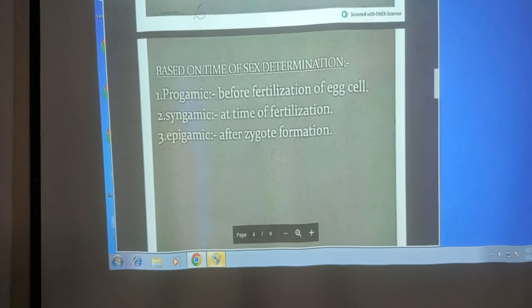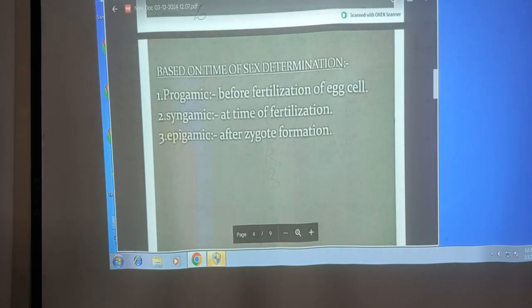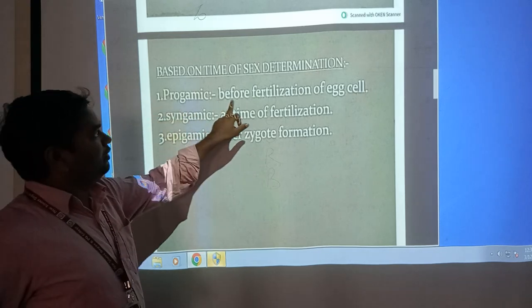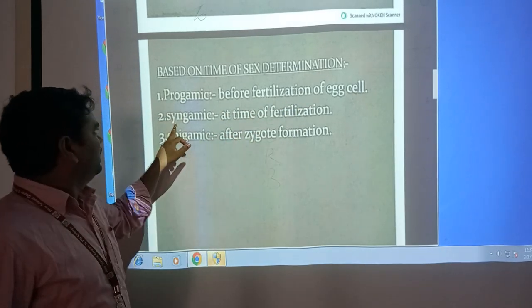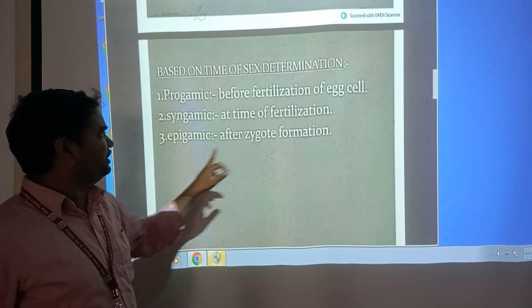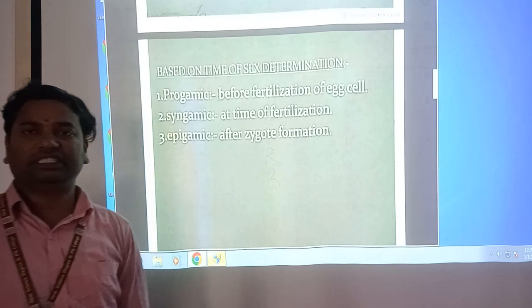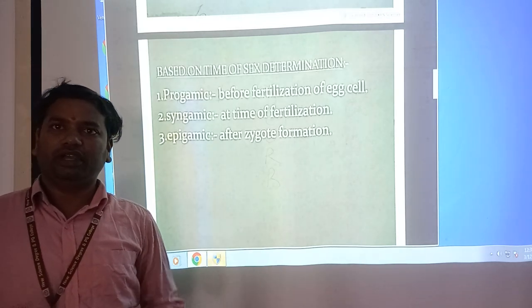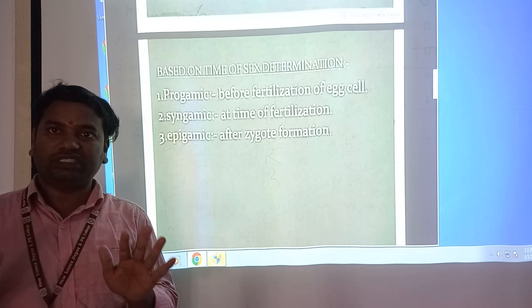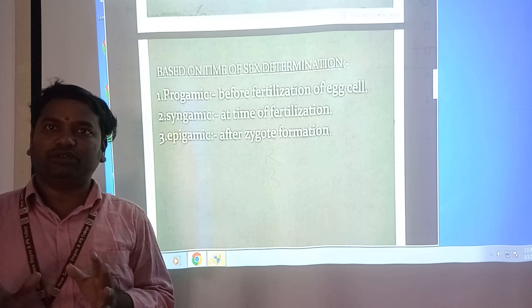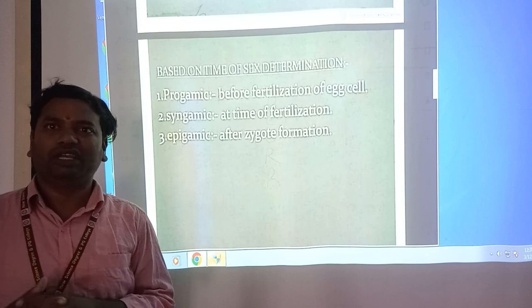And after that, sex determination is classified as progamic, syngamic and epigamic. The main important ones: progamic is before fertilization of the egg cell, syngamic is at the time of fertilization, and epigamic is after zygote formation. This one is very important. Same sex chromosomes is homogamy; different sex chromosomes, such as XY or X0, is heterogamy.